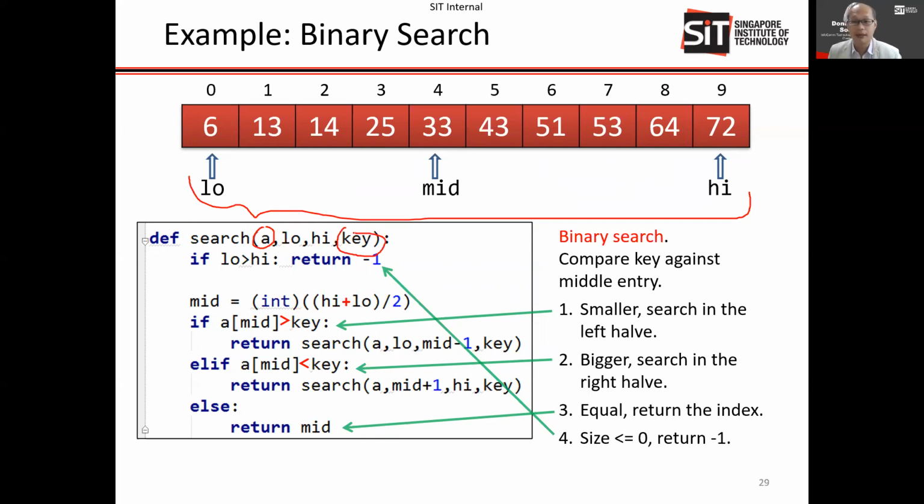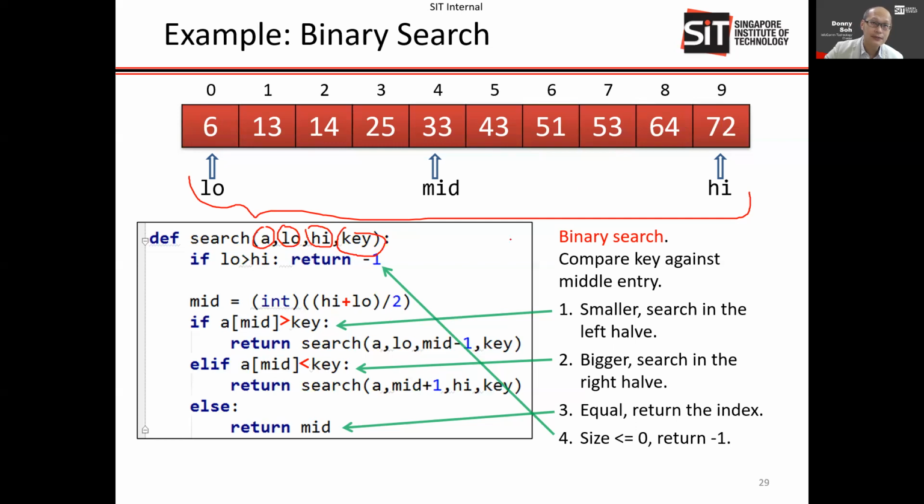What changes at every iteration is your low and your high values. The low and the high values determine the parameters where you want to search. For example, at the very beginning, you want to search from 0 all the way to 9, because you want to search the entire array. But as you iterate through your binary search, your search space gets smaller and smaller. Let's now look at how the search space gets smaller.